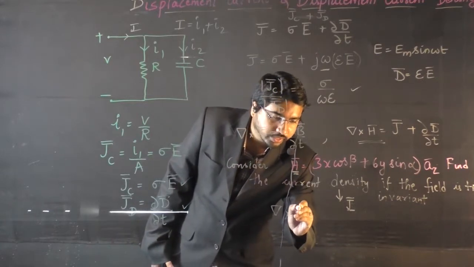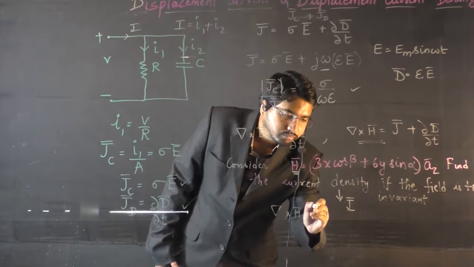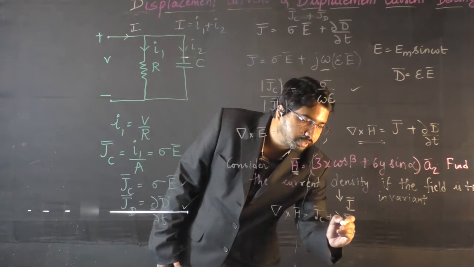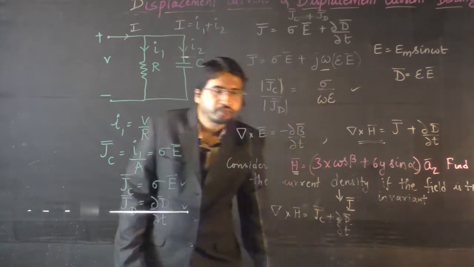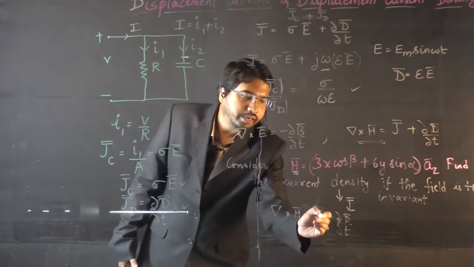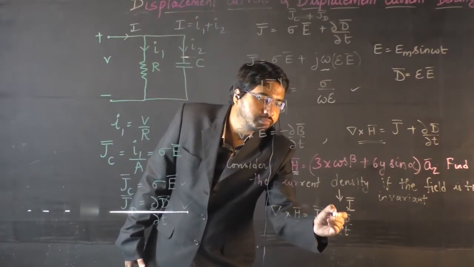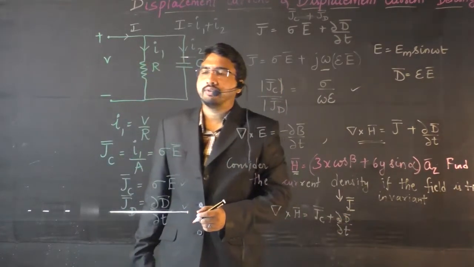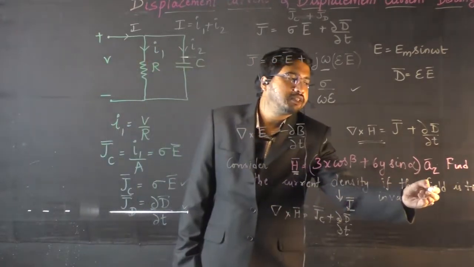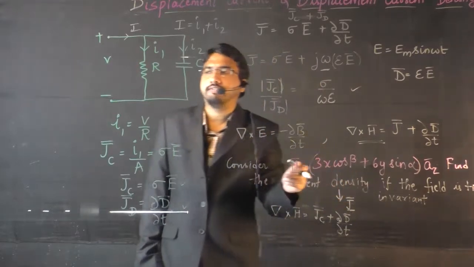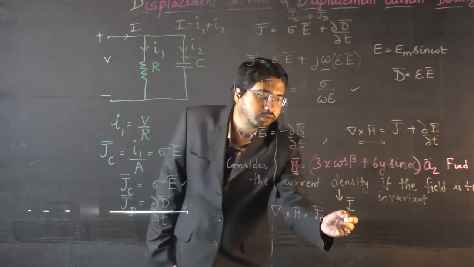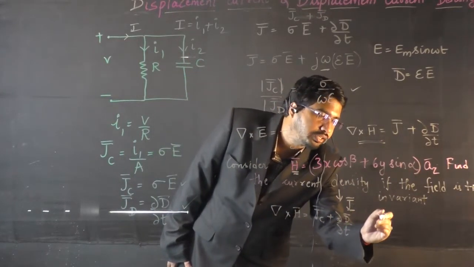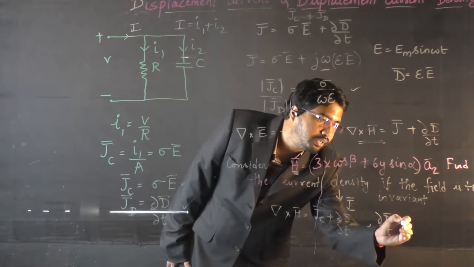The formula that links this H bar and J bar is del cross H bar equal to Jc bar plus Jd bar, that is dou D bar by dou t. Del cross H bar is equal to conduction current density Jc bar plus displacement current density, dou D bar by dou t. But what information have they given? The information is that the field is time invariant. Time invariant means that quantity is not varying with respect to time. Not varying means any differential quantity dou D bar by dou t will become equal to 0.